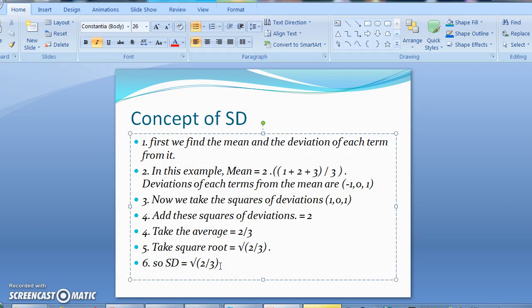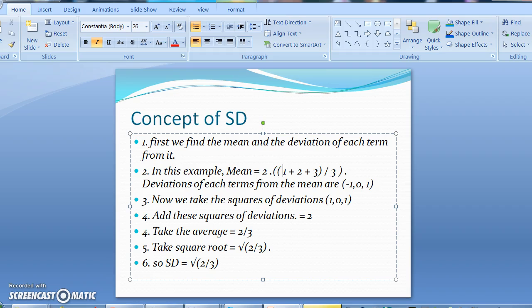But most important, you might not even need to find the SD. I'll show you in this question that you may not even need to finally calculate the standard deviation. You only need to know the deviations from the mean. From 2, 3 is 1 away, so that's your deviation over here. From 2, the deviation is 0. And from 1, the deviation is minus 1. This is the most important thing to remember, because standard deviation deals with deviation relative to the mean.